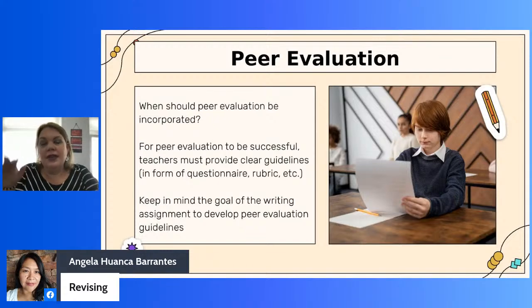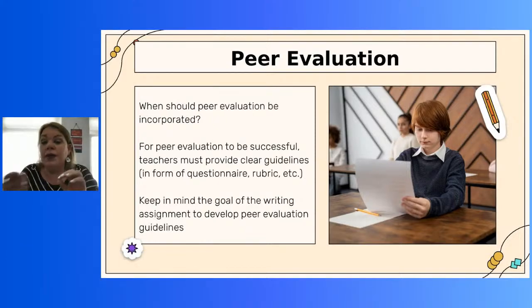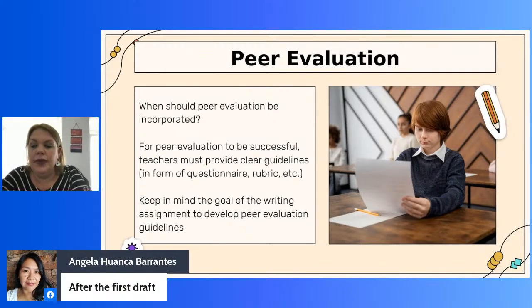For example, does the student have an interesting title? Is the first sentence attention grabbing, for example? Is the paragraph structured in an organized way? Does the student use punctuation appropriately? Like all those things. We can develop it as a rubric. We can develop it as open-ended questions, yes, no, et cetera, et cetera.